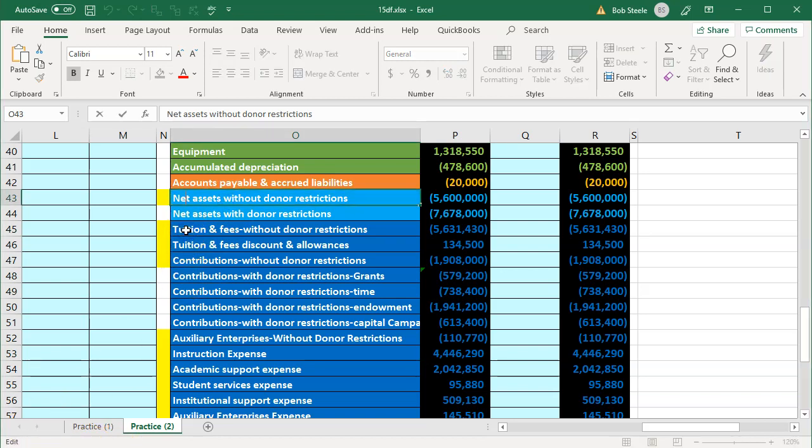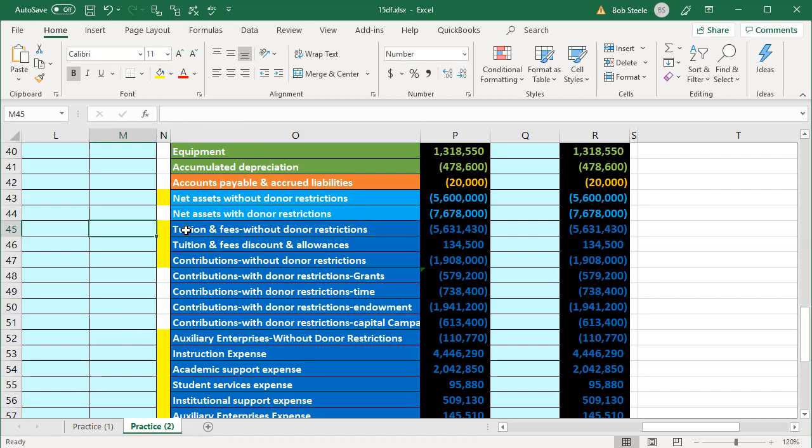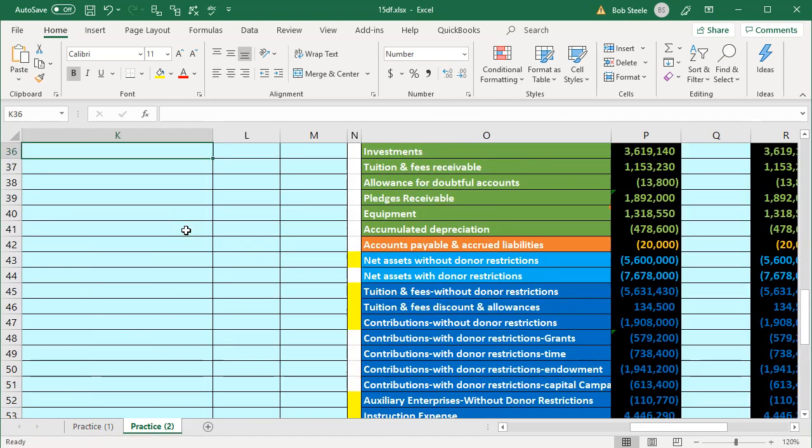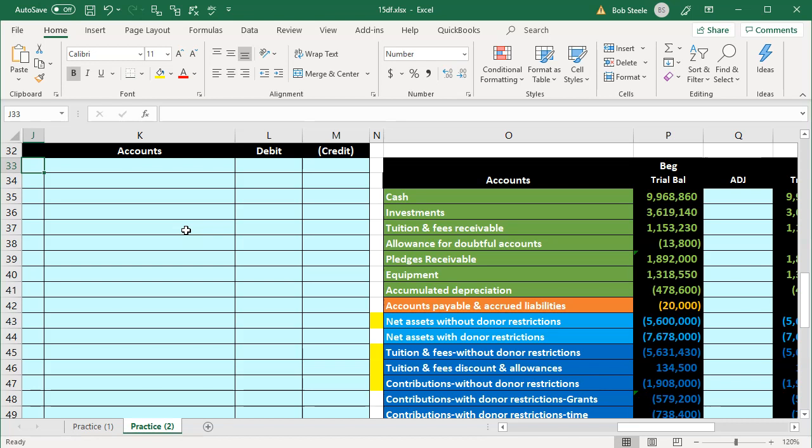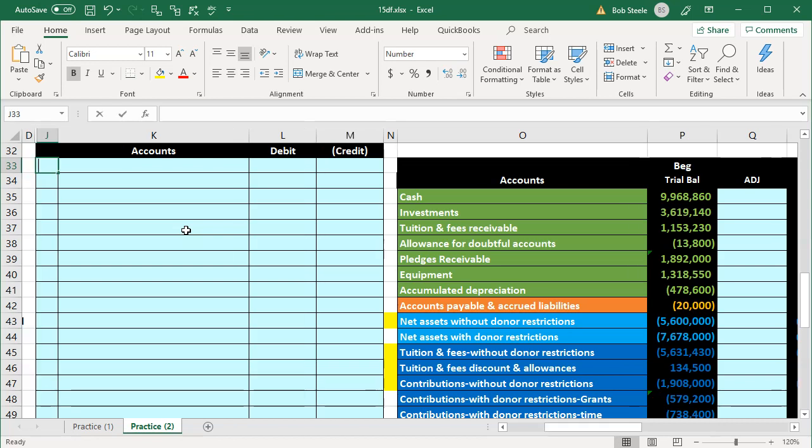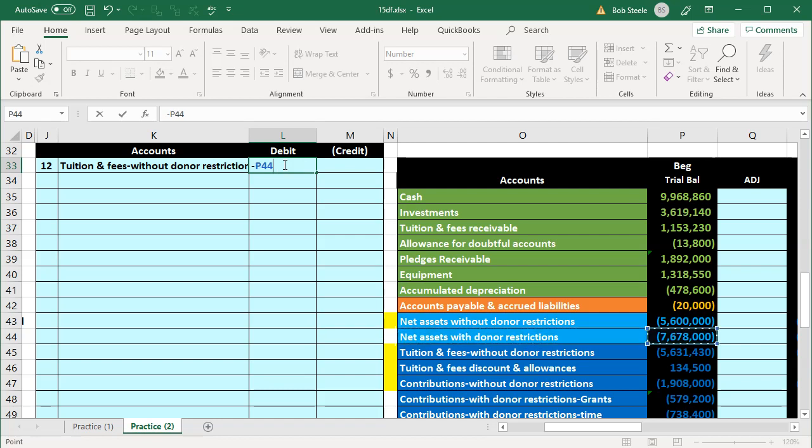I'm going to start with the tuition and fees without donor restrictions, and let's just construct our closing journal entry. We're going to call this number 12, and so number 12 is the one we are on. And we're going to pick up the tuition and fees without the donor restriction. Now this is a credit, therefore we need a debit to make it go down. So I'm going to be in cell L33. To make a debit, I'm going to flip the sign with a negative of this number.